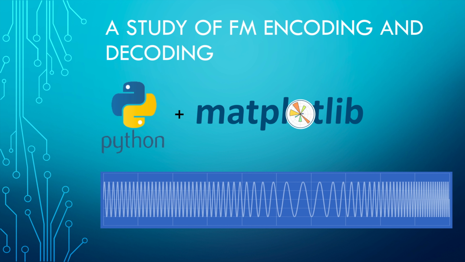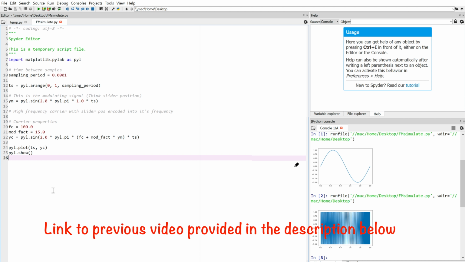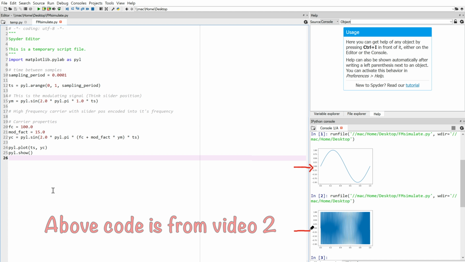Welcome to video 3 of my series on how to perform FM modulation and demodulation using the Python 2 programming language. In the previous video, we covered how to write a Python program that encoded information by varying the frequency of a sinusoid. In this video, we will write a program that reverses what we did in video 2 to get back our original information.